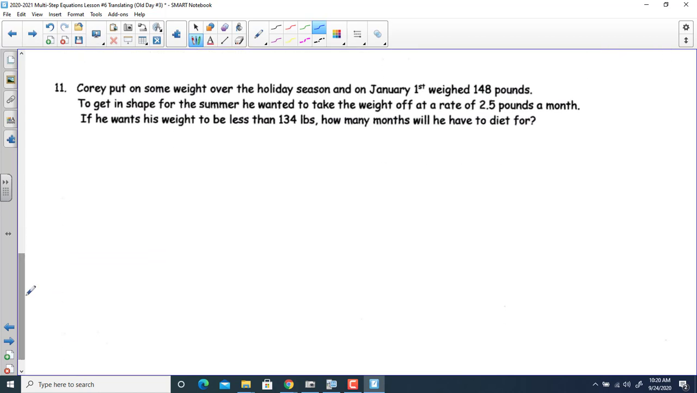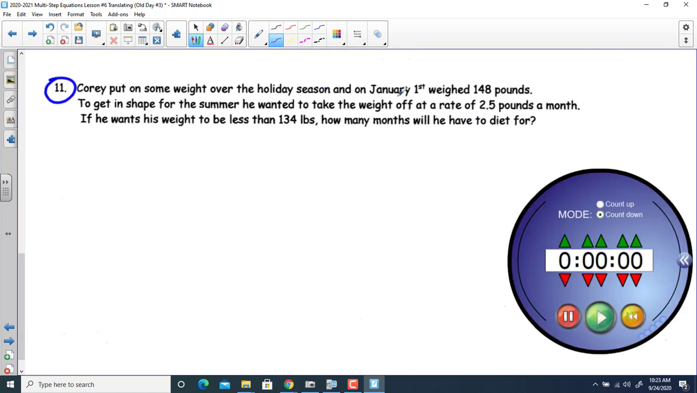And we're going to skip number 10. We're going to go on to number 11. During the holiday season, he put on weight. He weighed 148 pounds. To get in shape for the summer, he wants to take off weight at a rate of 2.5 pounds per month. If he wants his weight to be less than 134 pounds, how many months will he have to diet for?